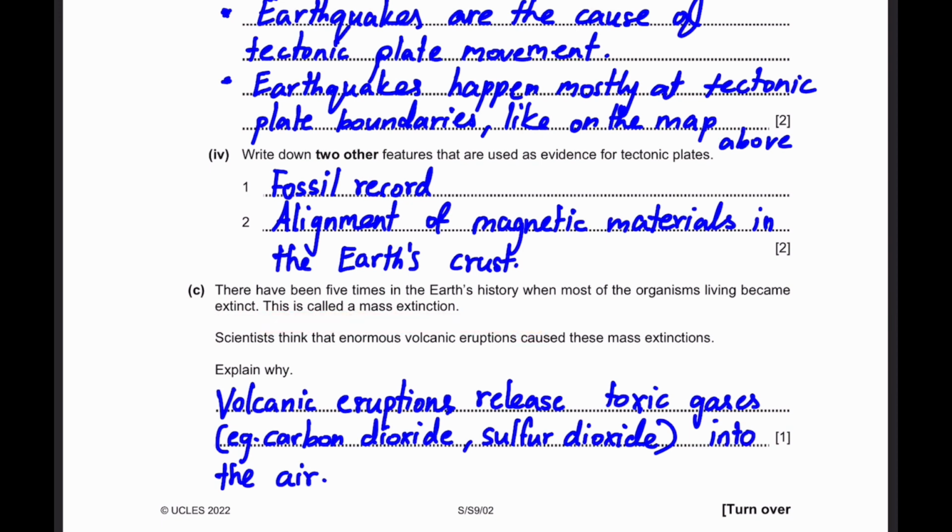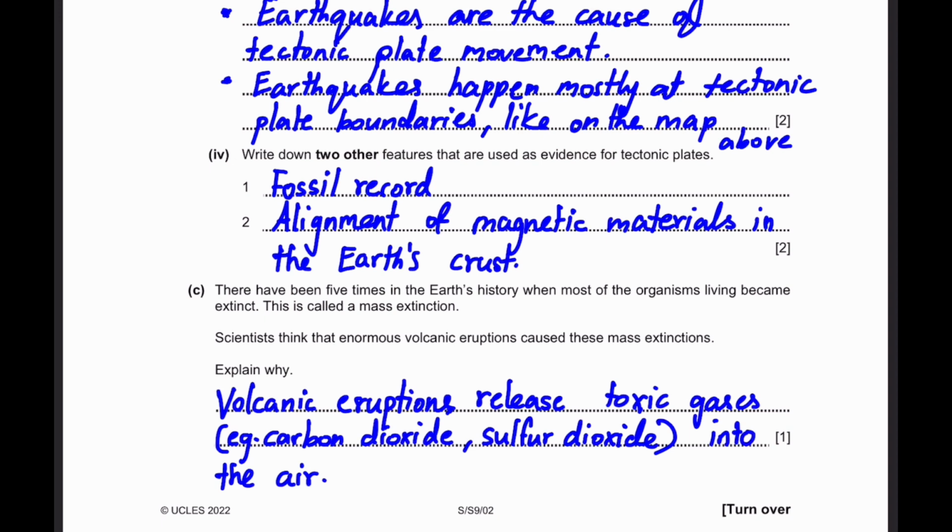One example is when many million years ago an asteroid collided with the Earth and all the dinosaurs were wiped out in the period. And it's not just the dinosaurs, a lot more species were wiped out. It was known that 75% or greater of the total were wiped out. So that's one example of mass extinction. Scientists think that enormous volcanic eruptions cause these mass extinctions.